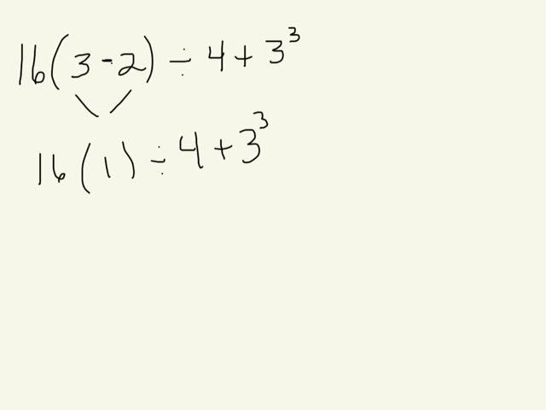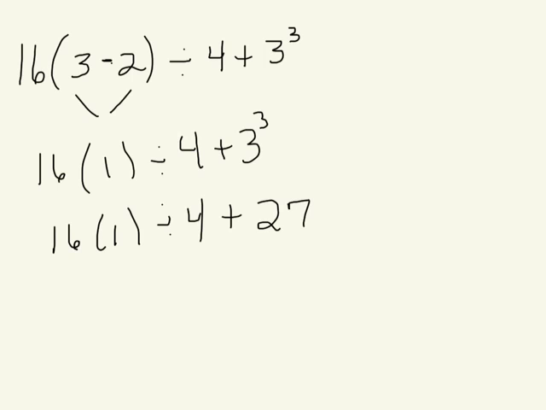The next is exponents. We see exponents here in 3 cubed. So we will do it first and we'll leave everything else exactly the way it is. 3 times 3 times 3, which is 3 cubed, is actually 27 because 3 times 3 is 9 and 9 times 3 is 27.